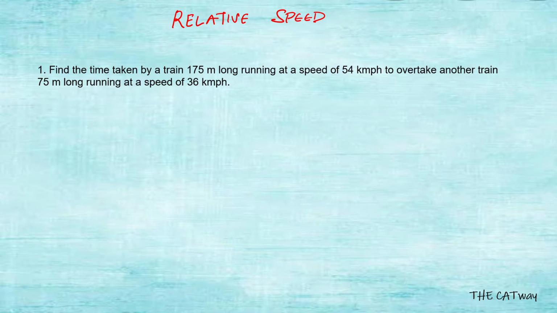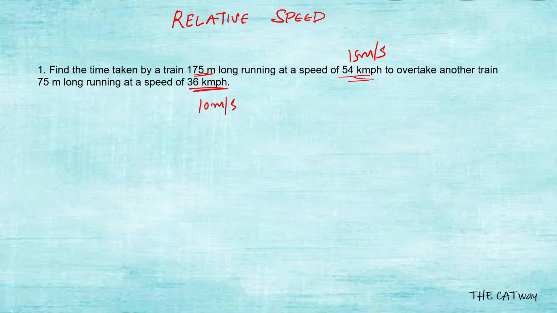Now the first step is going to be to convert all of them into a single unit. So if this is meter, this has to be converted into meter per second. So to convert 54 into meter per second, the value will come out to be 15 meter per second, whereas 36 kmph will come out to be 10 meter per second.